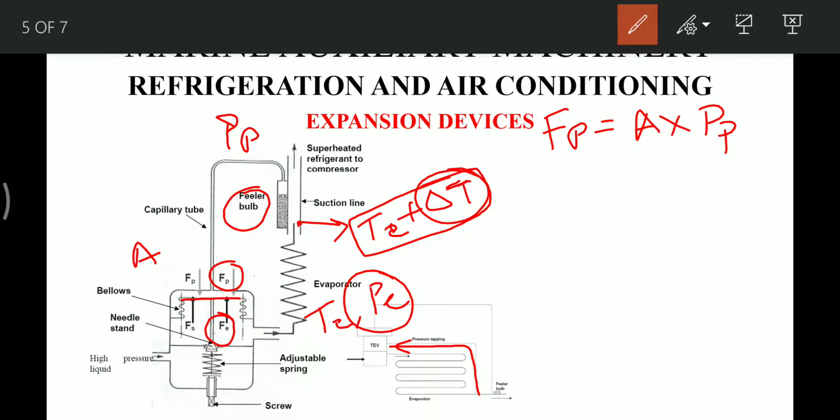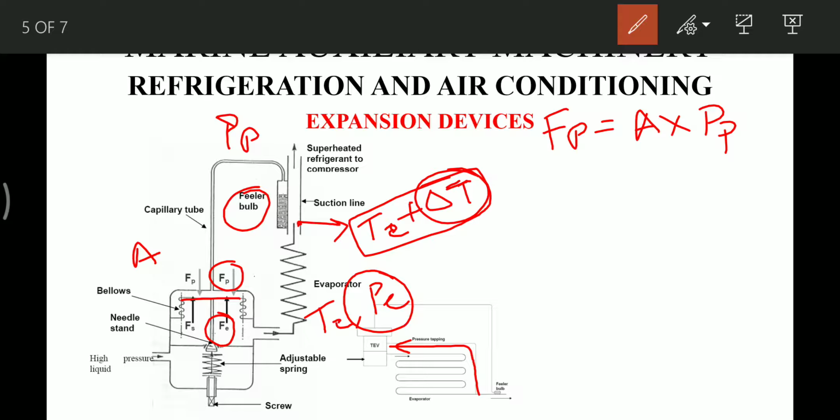To know this in detail, I have already made one video in the question answer playlist that tells why this externally equalizing line is given. So if you are interested, you can watch that video also.